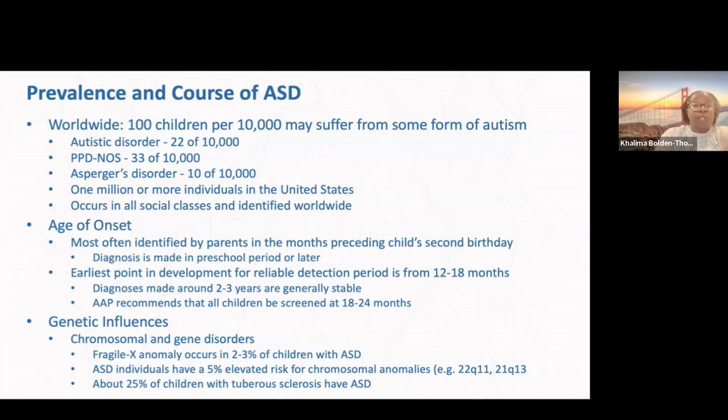So genetic influences, we've talked a little bit about this. Fragile X anomaly occurs in 2 to 3% of children with ASD. ASD individuals have a 5% elevated risk for chromosomal anomalies, so 22q11, 21q13, 13q11, etc. And about 25% of children with tuberous sclerosis have ASD.